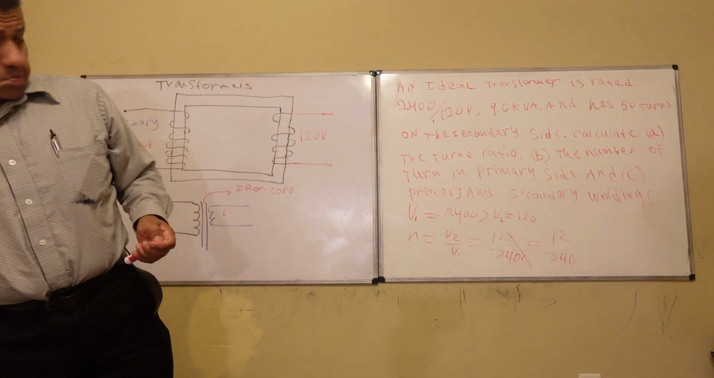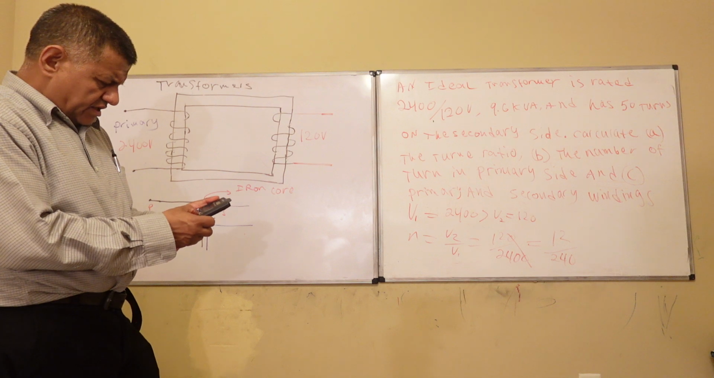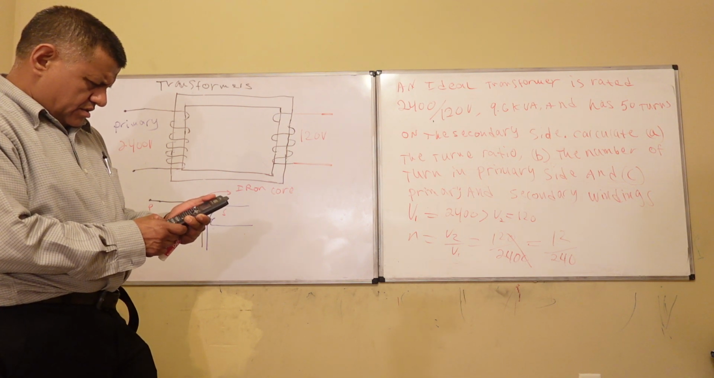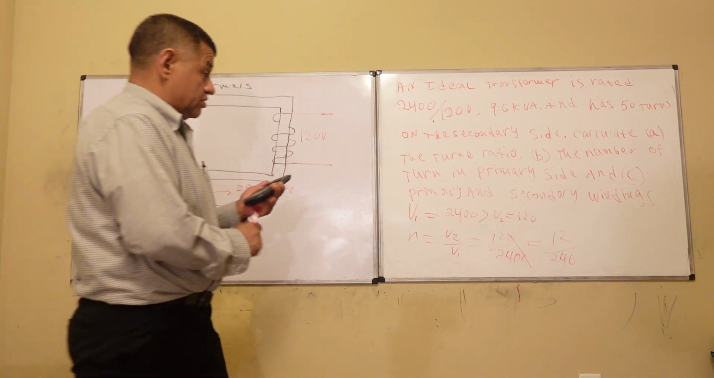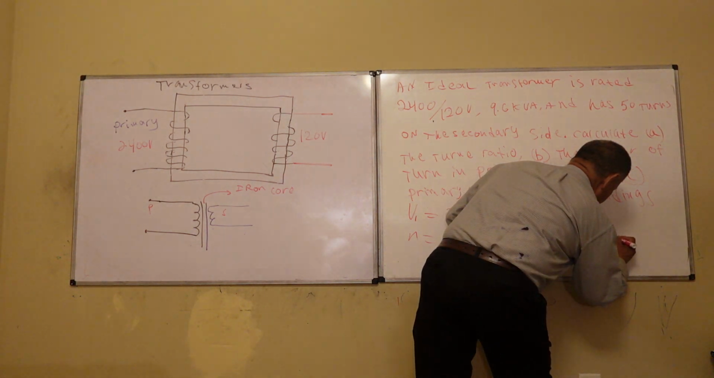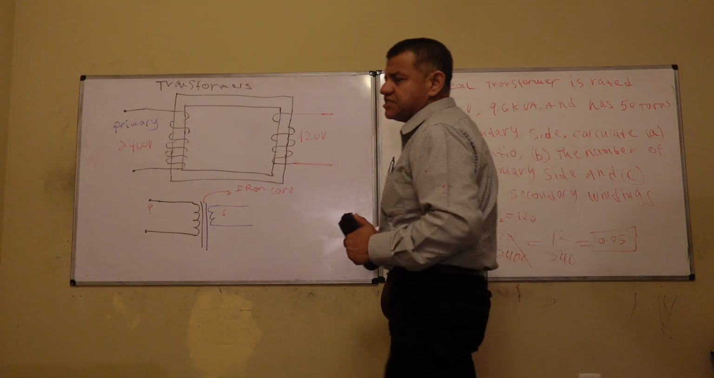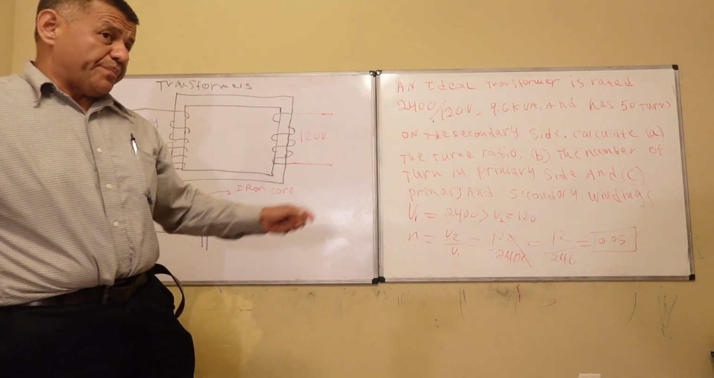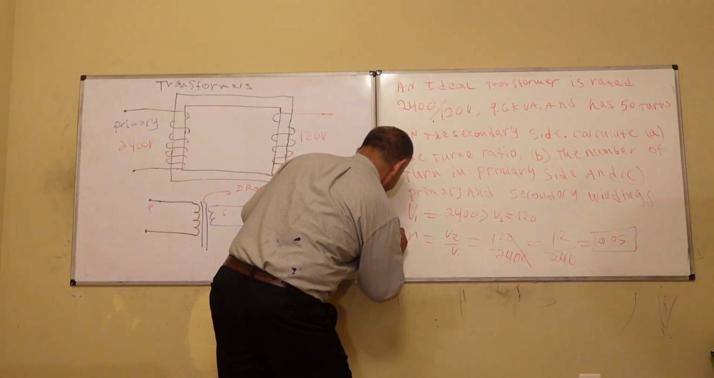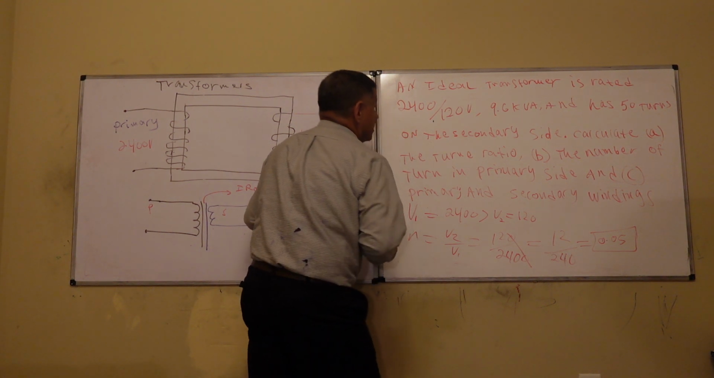Now 12 over 240 is going to be equal to 0.05, right? That's the turn ratio. That's part A right there. So part A is done. Now let's do B.